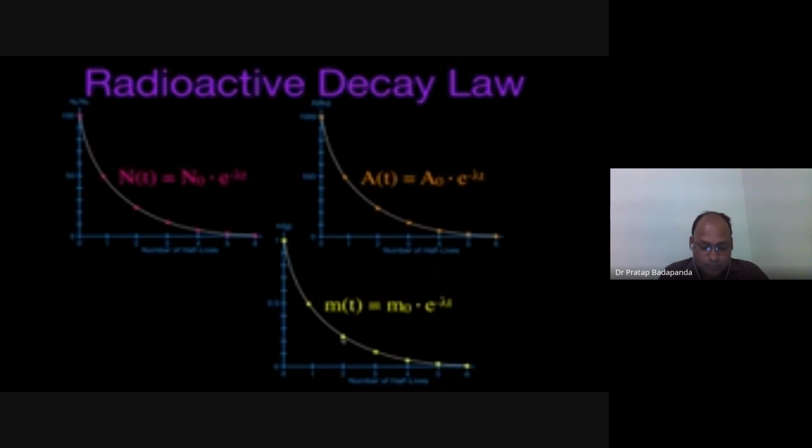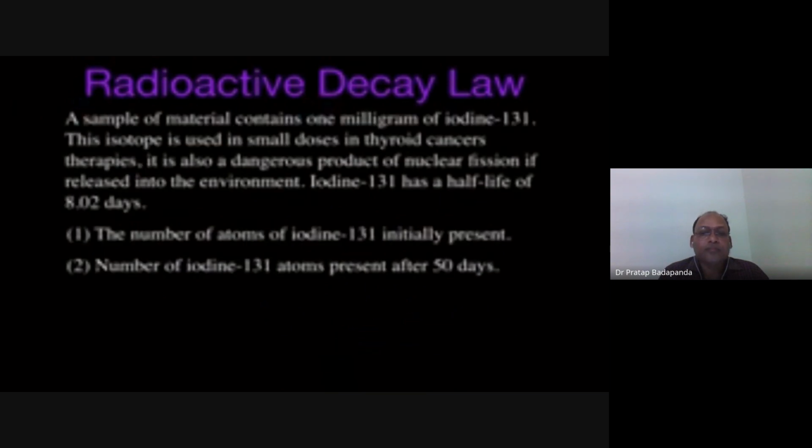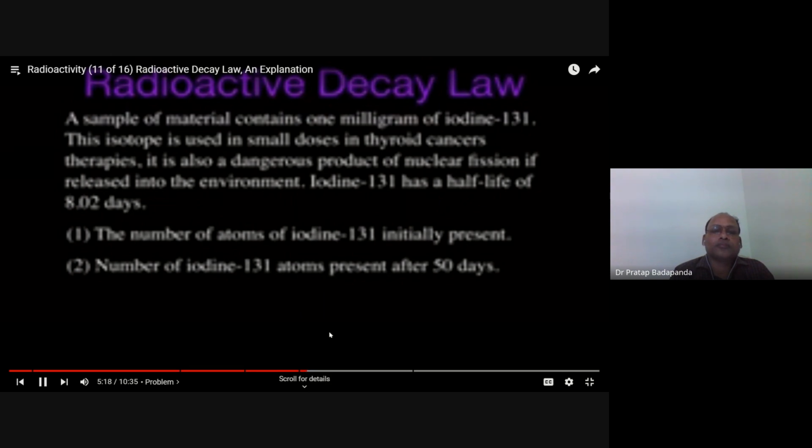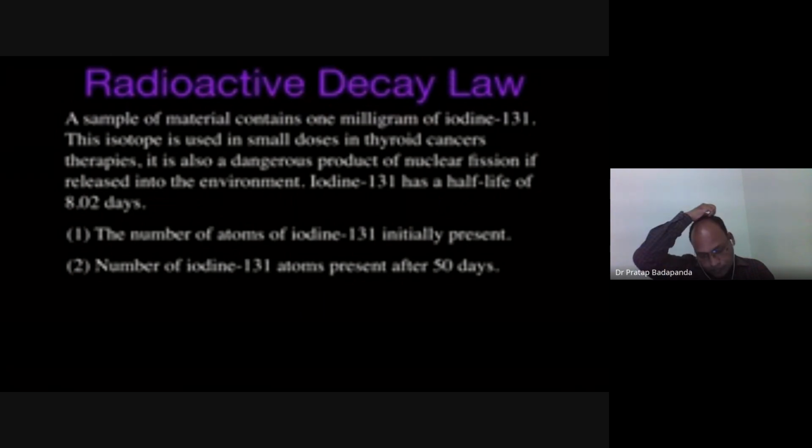Now I think we're going to try a problem out here. Let's say we have a sample of material that contains 1 milligram of iodine-131. Here is a little background information. It's kind of interesting. This is an isotope that's used in very small doses, less than 1 milligram, for thyroid cancer therapy. It's also a byproduct of nuclear fission, and it has a relatively high decay rate. It's considered highly active because it has a short half-life. The half-life is only 8.02 days.